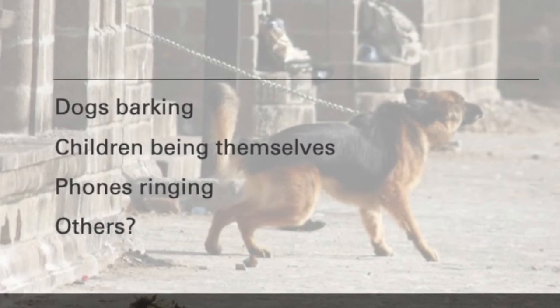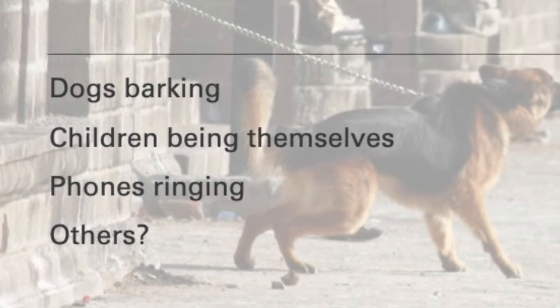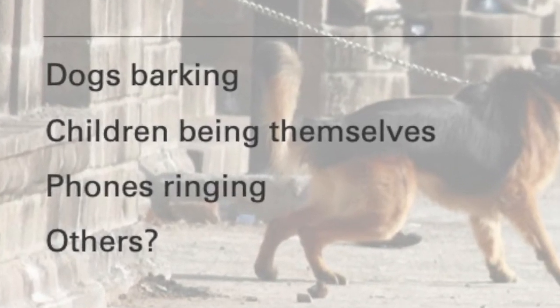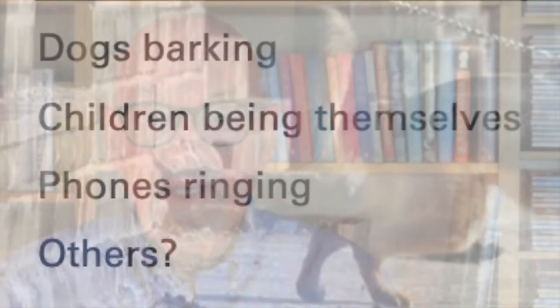There could be things like dogs barking, children being themselves, phones ringing, and if there's anything else that you can think of that could happen during the audit, it would be a great idea to try to mitigate that before the audit happens. For example, perhaps a train goes by your organization every day at the same time. If you could just warn the auditor about this and perhaps pause the audit for a minute or two while the train's going by, that would certainly be helpful.